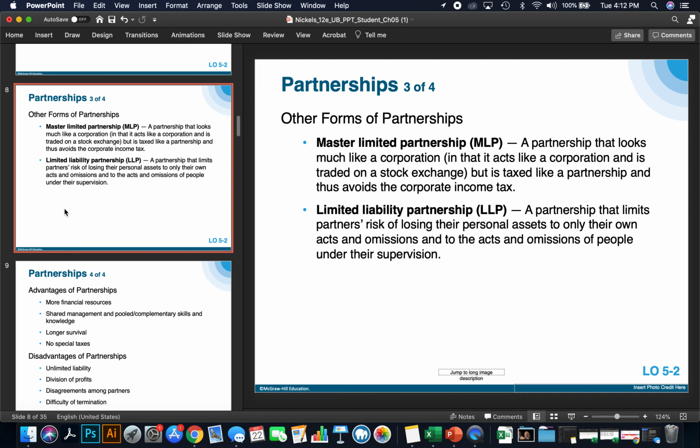Some other forms of partnerships that aren't common are master limited partnerships. These are partnerships that look much like a corporation in that it acts like a corporation and is traded on the stock exchange, but it's taxed like a partnership and thus avoids corporate tax. A limited liability partnership, an LLP, is a partnership that limits partners' risks of losing their personal assets to only their own acts and omissions and to the acts and omissions of people under their supervision.